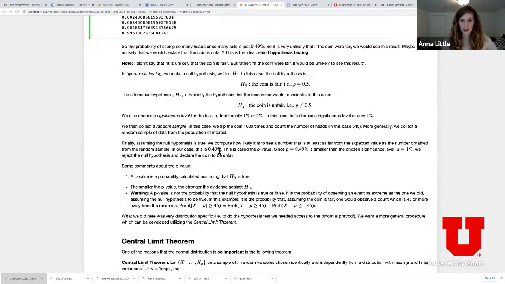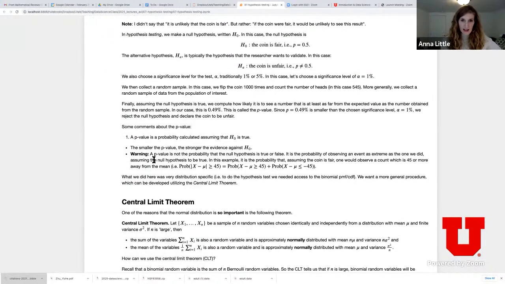If the p-value is smaller, less than or equal to the significance level, then you conclude that you have evidence for the alternate hypothesis. If it's greater than the significance level, you conclude that you do not have evidence for the alternate hypothesis. Another way to say that is if the p-value is smaller than alpha, you reject the null hypothesis. If the p-value is greater than alpha, you fail to reject the null hypothesis.